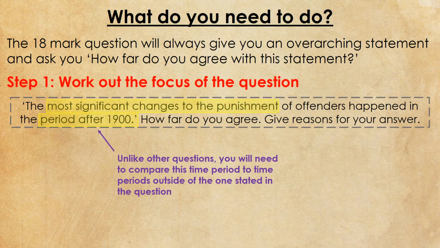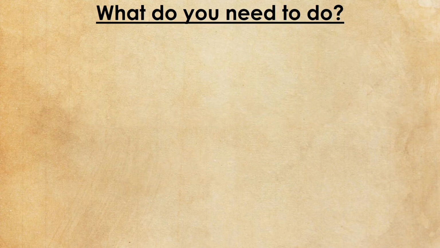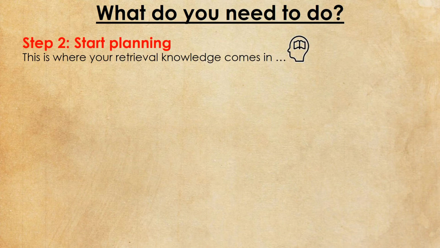Now, unlike other questions where I told you that you must explicitly stick to the time period in the question, this question actually wants you to compare changes in the modern period to changes in other time periods outside of the modern period. This question is testing your ability to compare themes across huge chunks of time in the Crime and Punishment unit. Therefore, to compare them, you have to talk about other time periods. And we'll look at what that looks like in practice when we come to look at the model answer at the end. So, next step, as ever with the GCSE questions, is to actually start planning it.